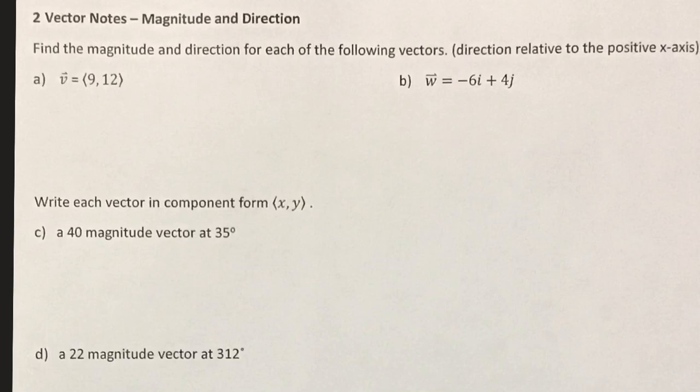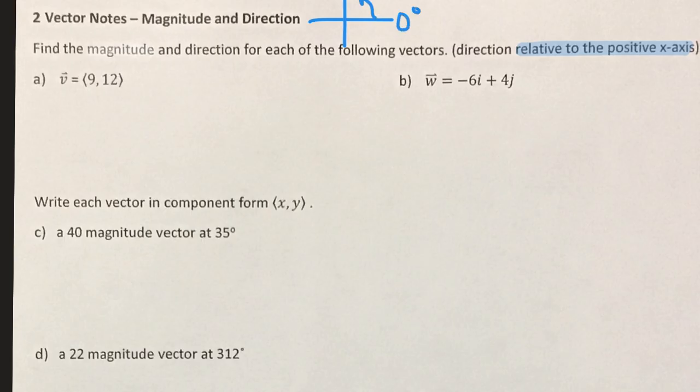So with each of these vectors, the magnitude we can think of as the length of the line. Okay, so we'll be calculating lengths, and the direction, like it says here, is always relative to the positive x-axis. Okay, so when we're asked to find a direction or an angle, we are creating our angle from 0 degrees, which is the positive x-axis.